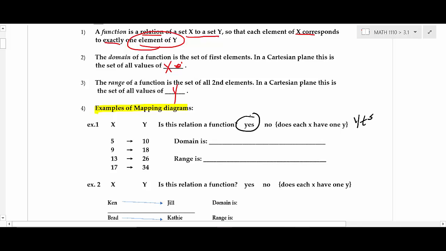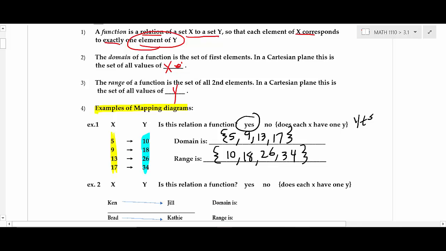If you had a situation where an x was going to 2 or more y's, then it's not a function. Now what do you look for with the domain? You just look at all the x values, and in this case you write it as a set. So the domain is 5, 9, 13, 17. It's a function, therefore its domain is the set of all those x values. The range is the set of all the y values. Again, you write this as a set: 10, 18, 26, and 34.